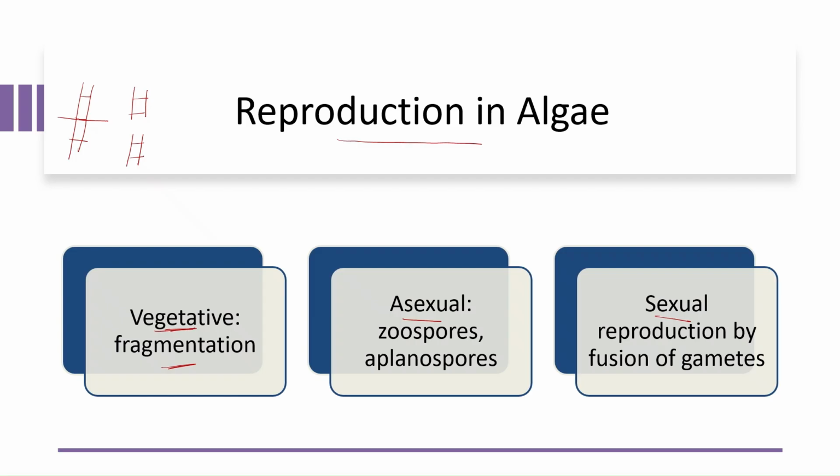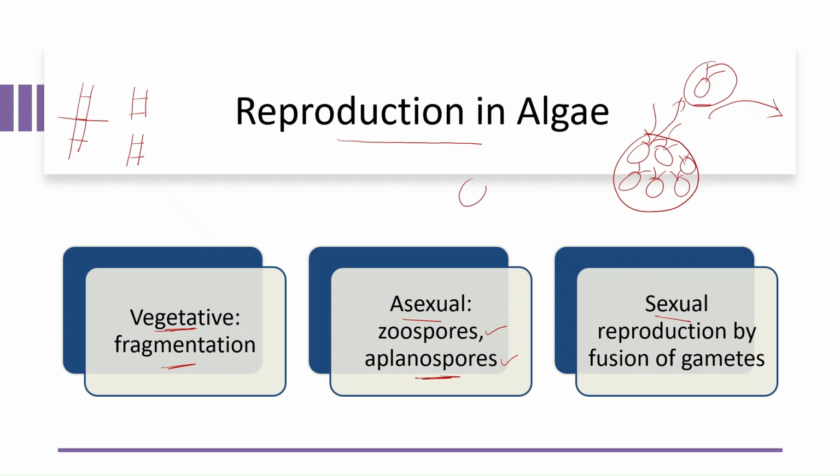Asexual means they have zoospores and aplanospores. For example, in a colony, they have many algae and they release a spore called zoospore. They have a flagella and it will be released by rupturing the wall like this. Zoospores means they are motile. They move by themselves from one place to another place. Aplanospores are nothing but spores which have no flagella. Means they will move from one place to another by wind or water.